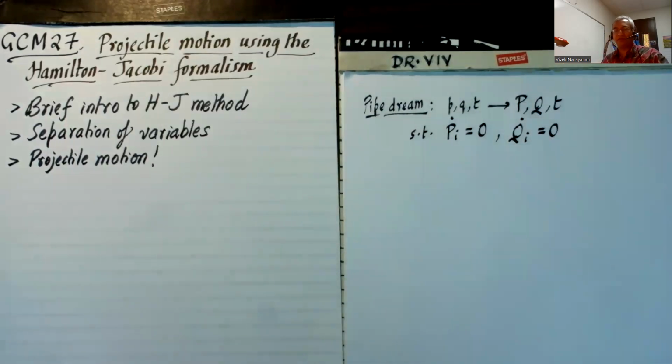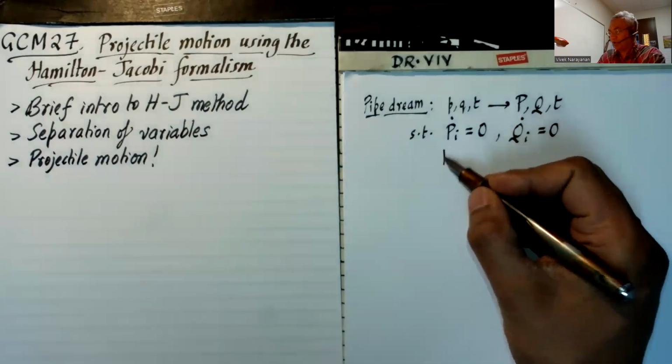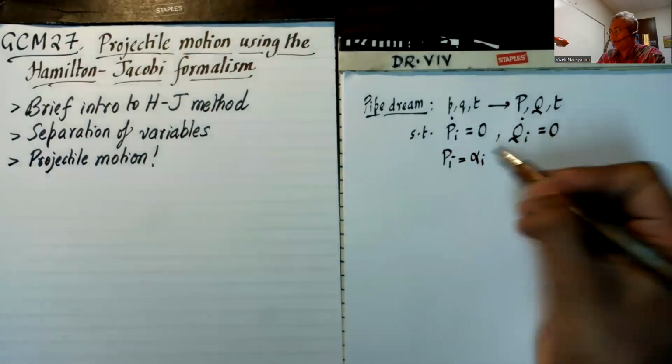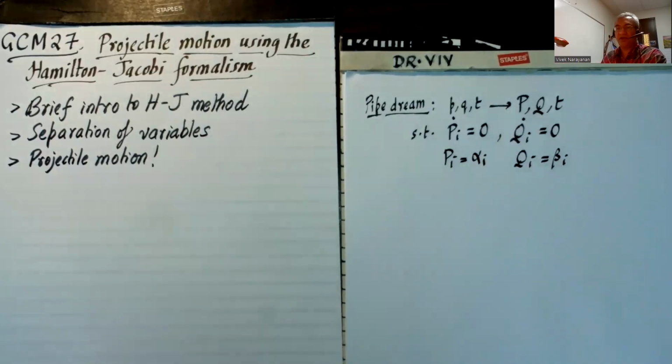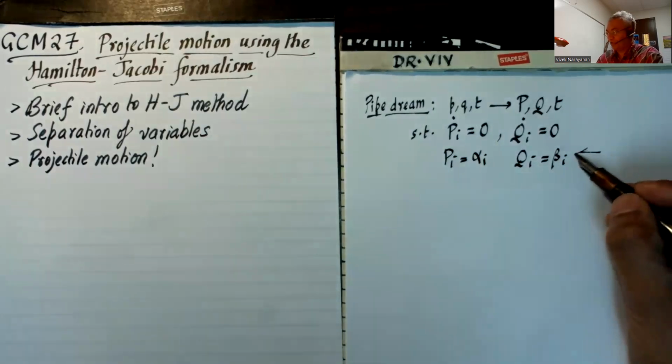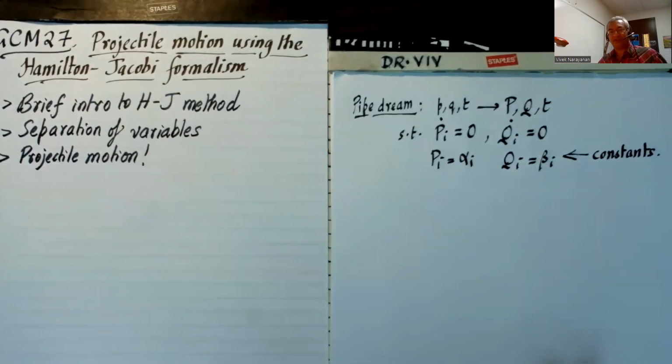Now, is this even possible? If it is, then the problem is trivially solved, because the solution is that the p_i's are constant and the q_i's are constant. We'll call the constant p_i alpha_i and the constant q_i beta_i, following tradition. So these are all constants, and we have solved the problem. Of course, how do you know if such a transformation exists or not?